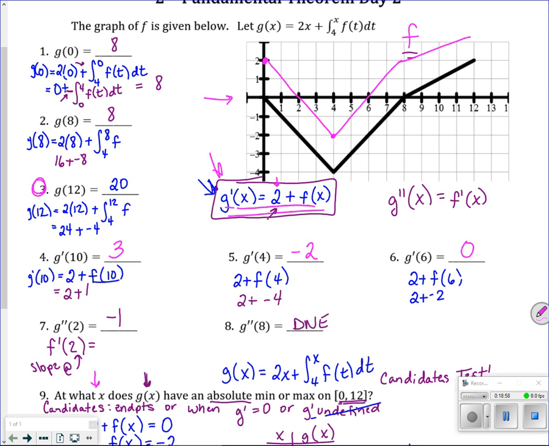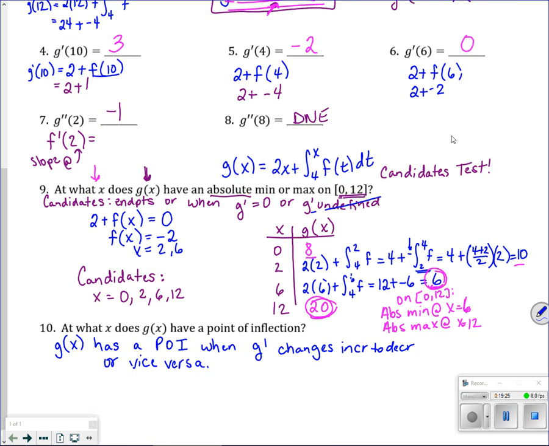So even though it has this 2, if I want to see where g prime is changing from increasing to decreasing or decreasing to increasing, well, where is that? At what x value? Notice it says at what x value. So on this graph, I'm changing from decreasing to increasing at x equals 4, and then I stay increasing after that. So the only value that I have a POI would be x equals 4.